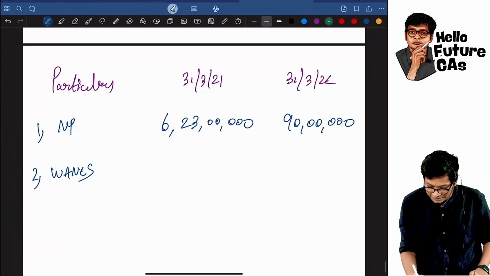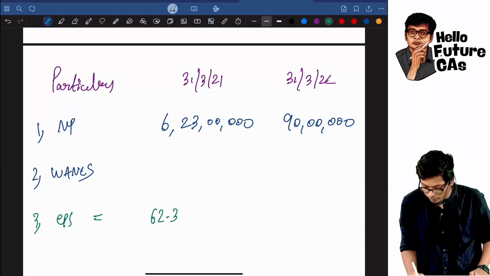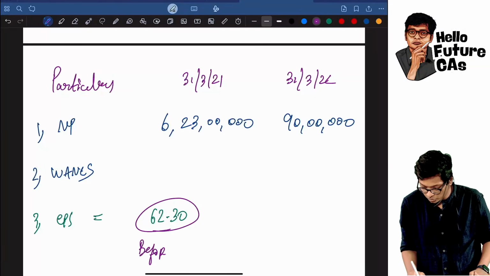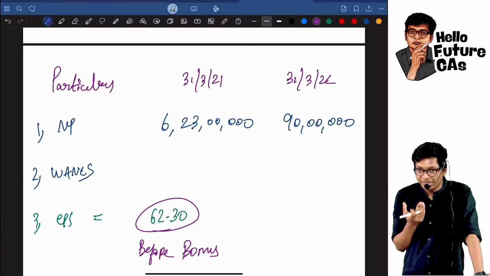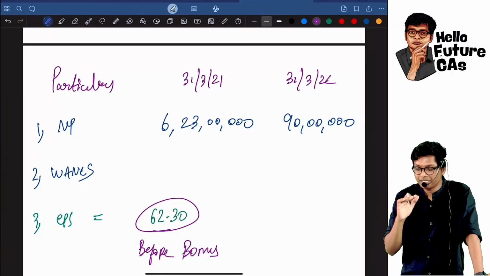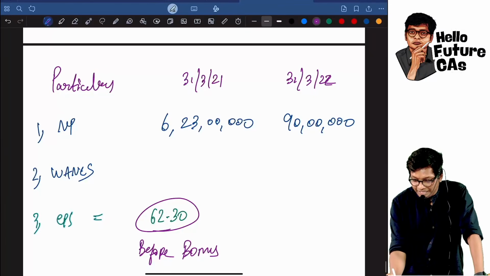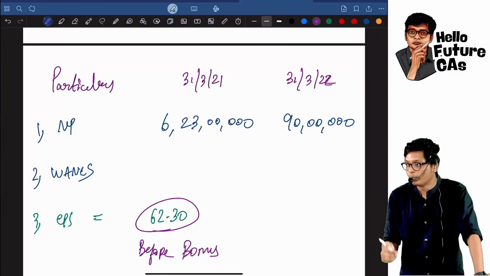62.30. This 6 EPS, 62.30 is before bonus. Correct? Are you all following, guys? But when I am doing AS 20, when I am doing recomputation, I have to do it with bonus.